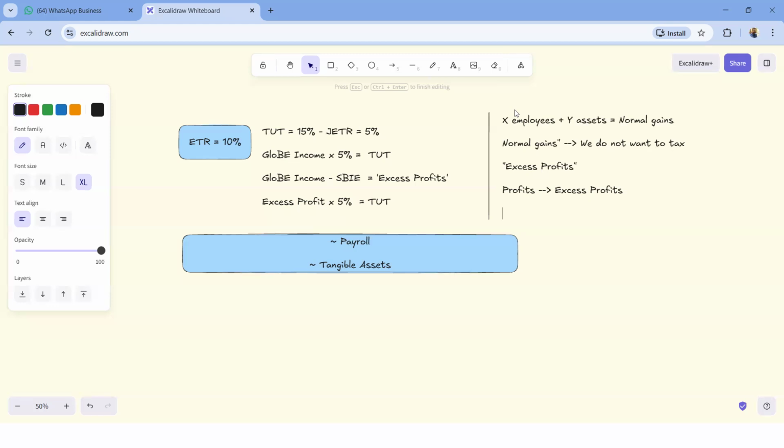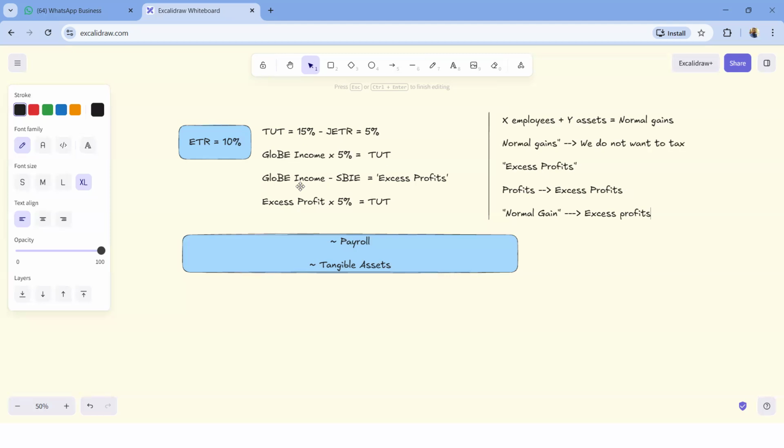If somebody is taking a risk, employing assets and employing people and investing in assets, then they should get a normal gain. We should not tax that. That's not in the interest of capitalism. This top-up tax should only be on excess. Did you understand loosely what I'm trying to say? The rationale. So I understand that even though this GloBE income is after all these deductions, still it's a normal gain.